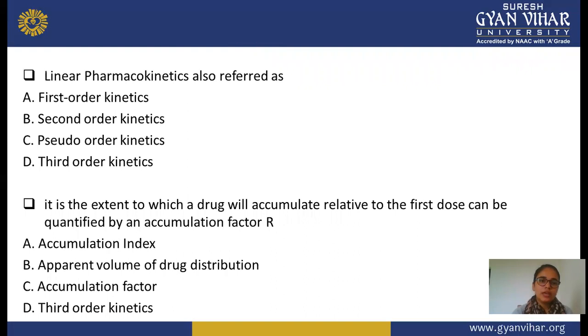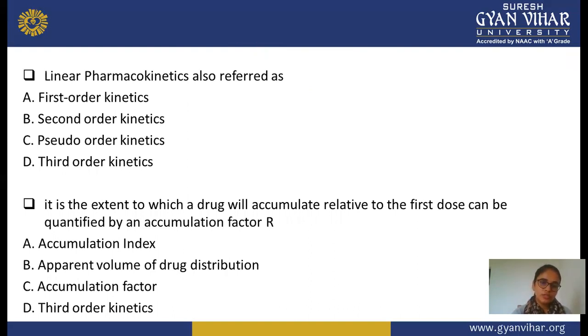Next: linear pharmacokinetics is also referred to as A, first order kinetics, B, second order kinetics, C, pseudo order kinetics, and the fourth one is third order kinetics. So according to these four options, you can select which is appropriate for linear pharmacokinetics.